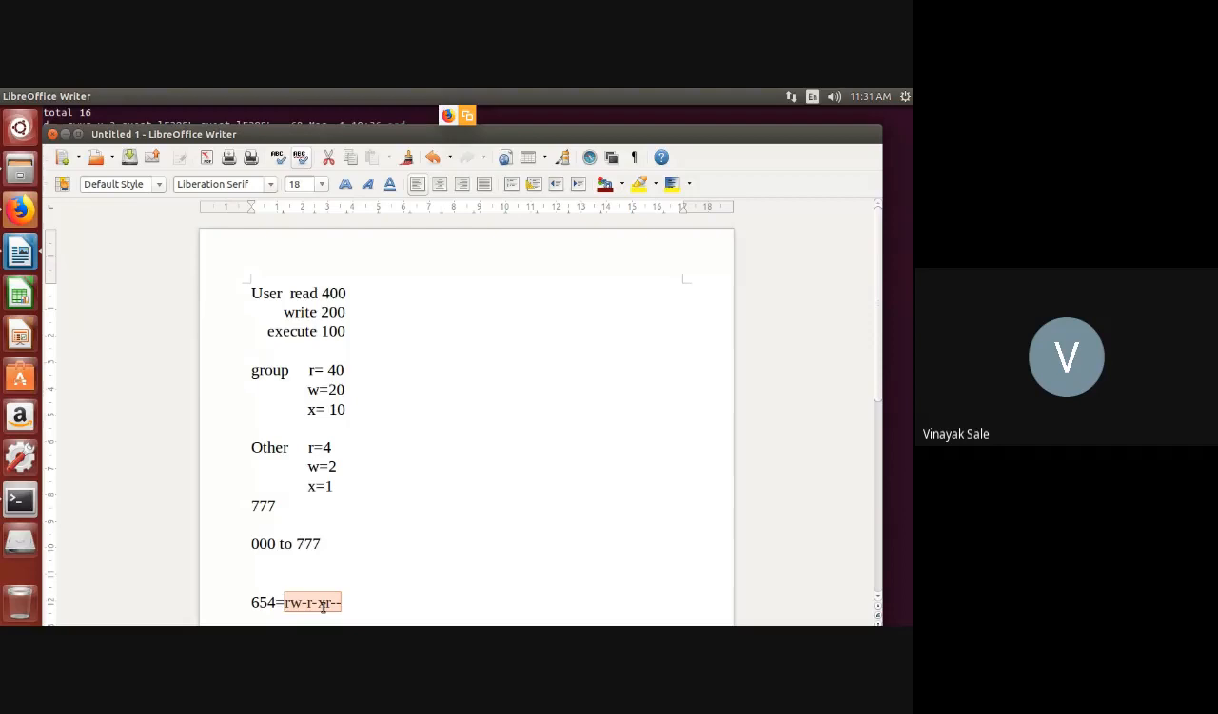Have any doubt regarding these? Have you any doubt about changing the mode of a file from read, write and execute?